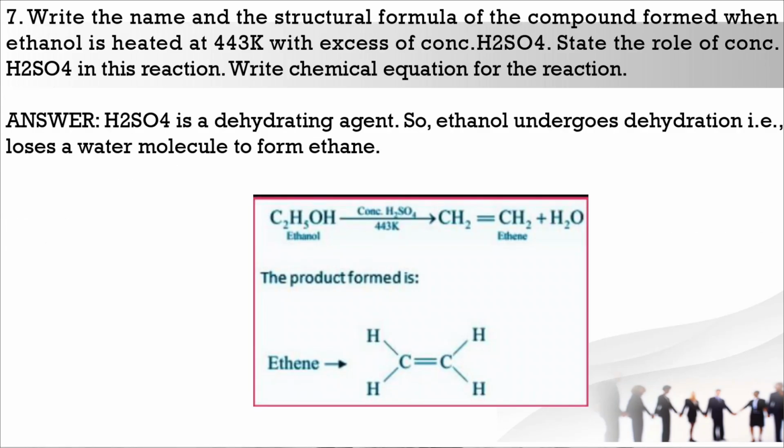Seventh question. Write the name and structural formula of the compound formed when ethanol is heated at 443 Kelvin with excess of concentrated H2SO4.